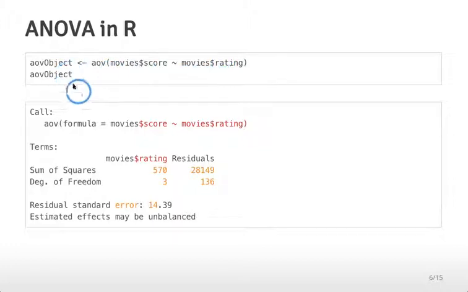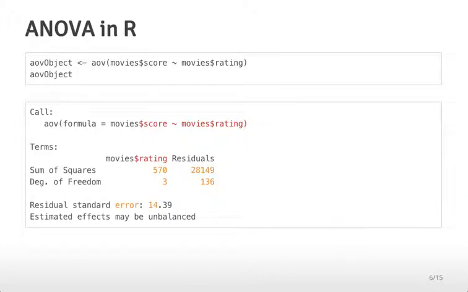And so then if you look at this analysis of variance object, it shows you the sum of squares for the rating and for the residuals and the degrees of freedom. So remember that the degrees of freedom in this case is the number of parameters you're estimating, so it's about 3 because there are actually 4 different levels of the movies, but one of those levels gets absorbed into the intercept term, the B0 term. And then there's 136 degrees of freedom left over for the residuals.